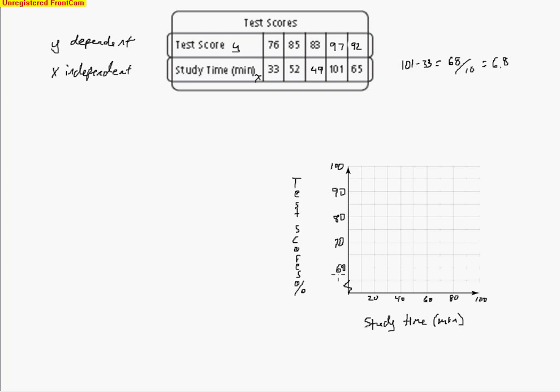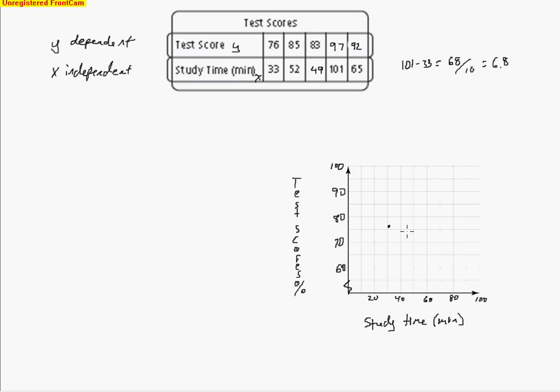So I'll go ahead and plot some numbers that I have here. And so we've got our study time for our first one is for 33 minutes. We ended up getting a 76 on the test. So 33 minutes is just going to be just slightly off this line. And we got a 76 on the test. There's 75, so 76 is going to be right about here.